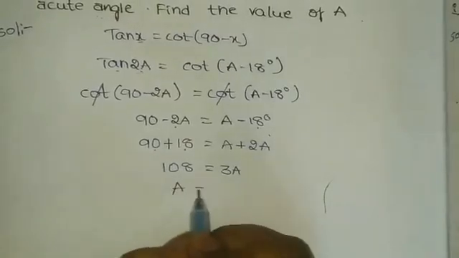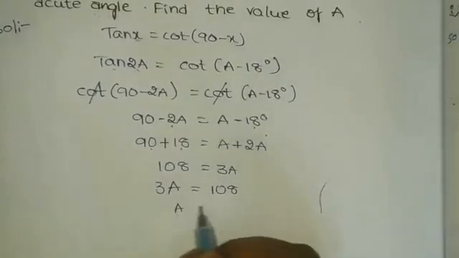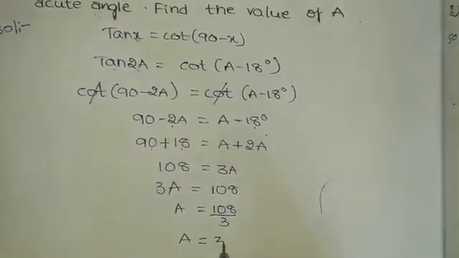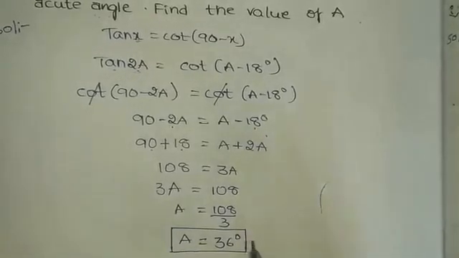So A is equal to 108 by 3. So A is equal to 36. So the value of A is 36 degrees.